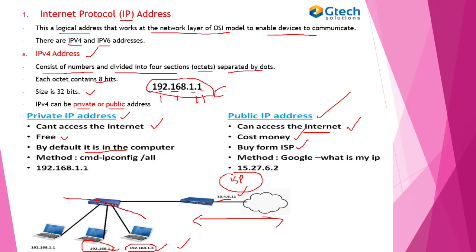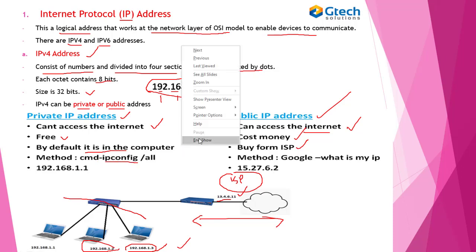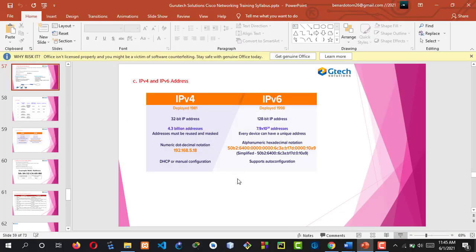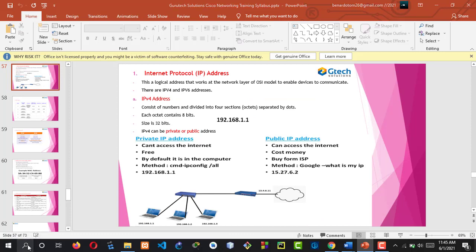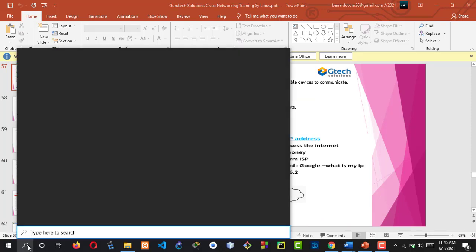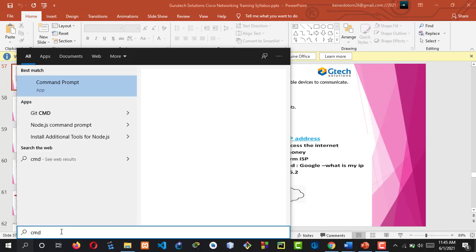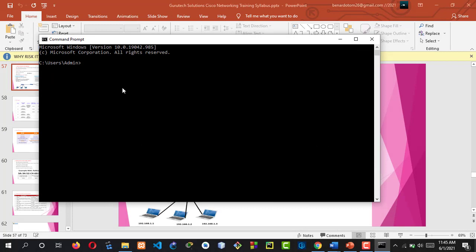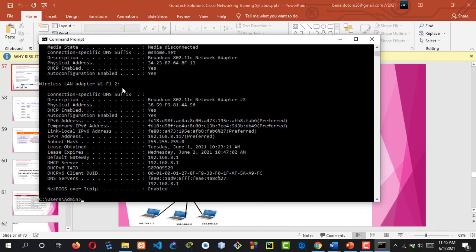So if you want to test or check your private IP address, you open the command prompt. Let me just go to command prompt. And then you type ipconfig /all like this, and you hit enter.